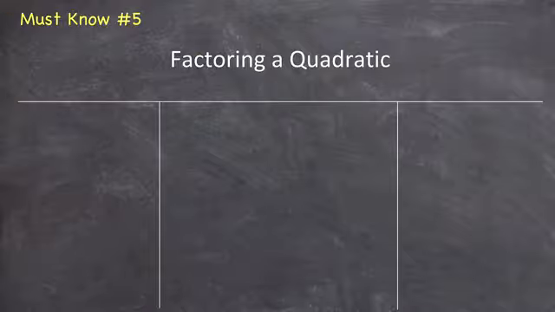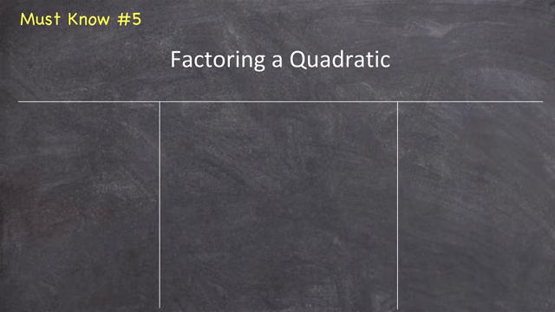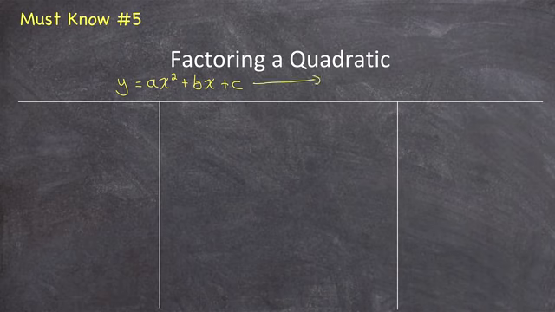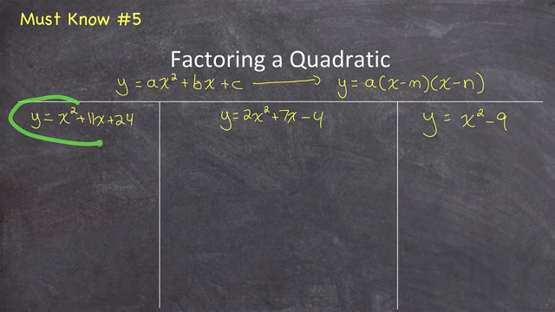Must know number 5. You have to know how to factor quadratics. And we factor quadratics as a means of getting a standard form quadratic converted into factored form. And let me give you 3 examples of typical quadratics that you may need to know how to factor. Let's look at this first quadratic.